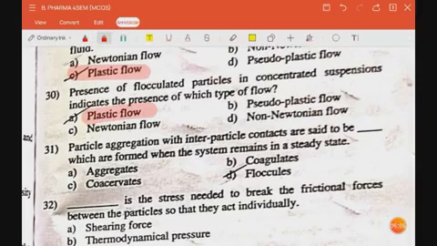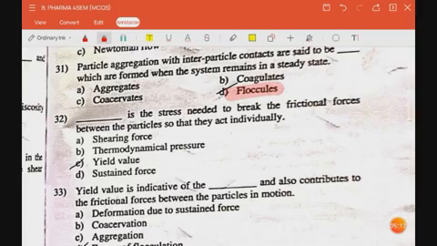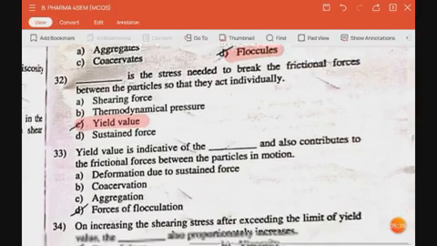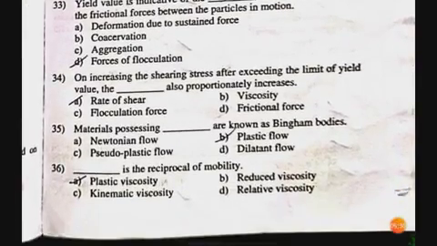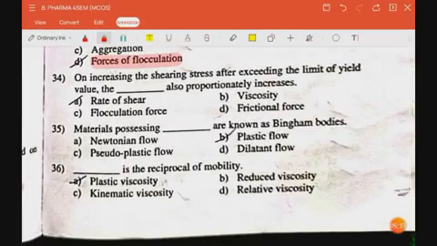The next question is particle aggregation with interparticle contacts are said to be dash which are formed when the system remains in steady state. The answer is break the frictional force between the particles so that they are acted individually. The answer is yield value. The next question is yield value is indicative of the dash and also contributes to the frictional forces between the particles in motion. The answer is force of flocculation. The next question is on increasing the shearing stress after exceeding the limit of yield value, the dash also proportionally increases. The answer is rate of shear.